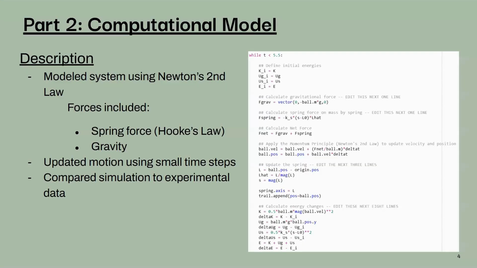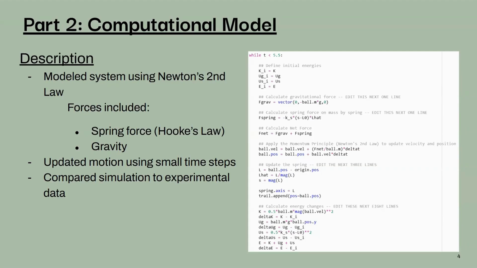In part 2, I created a computational model of the system using Newton's second law. The model includes two main forces acting on the mass, the spring force and the gravitational force. The spring force is calculated using Hooke's law and depends on how much the spring is stretched from its original relaxed length. This force acts along the direction of the spring. The gravitational force acts downward with the magnitude equal to the mass times gravitational acceleration. These forces are combined to determine the net force acting on the mass.